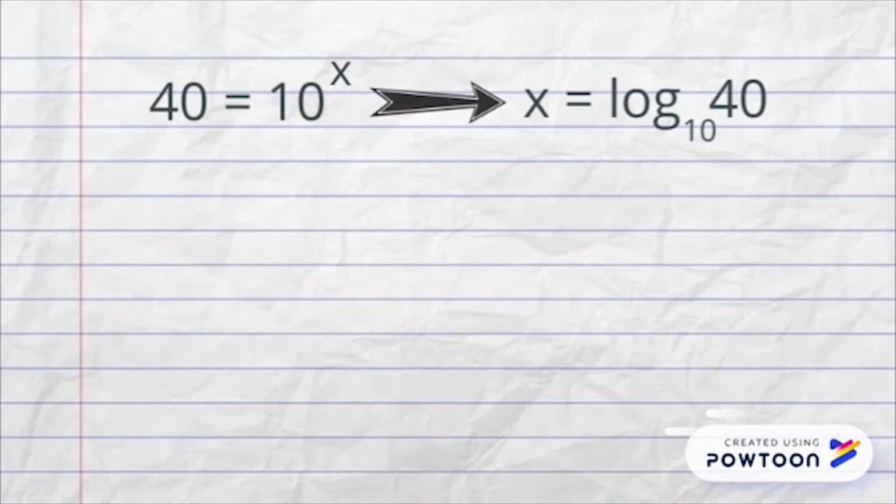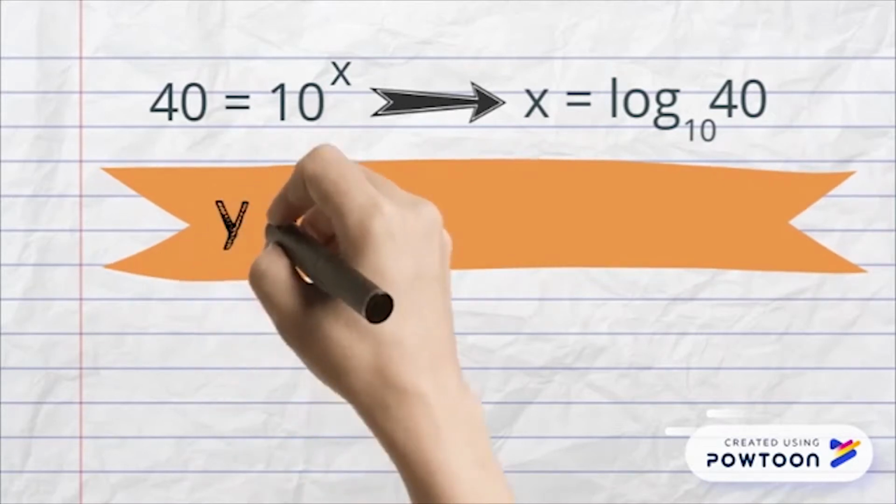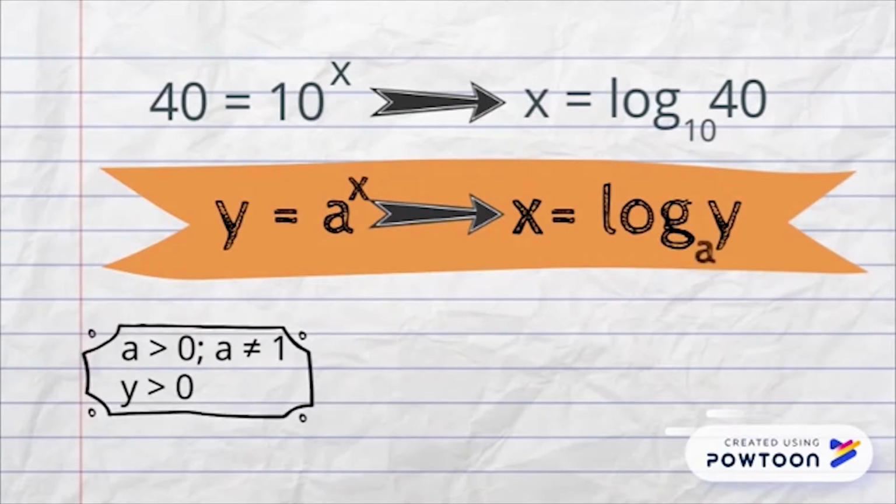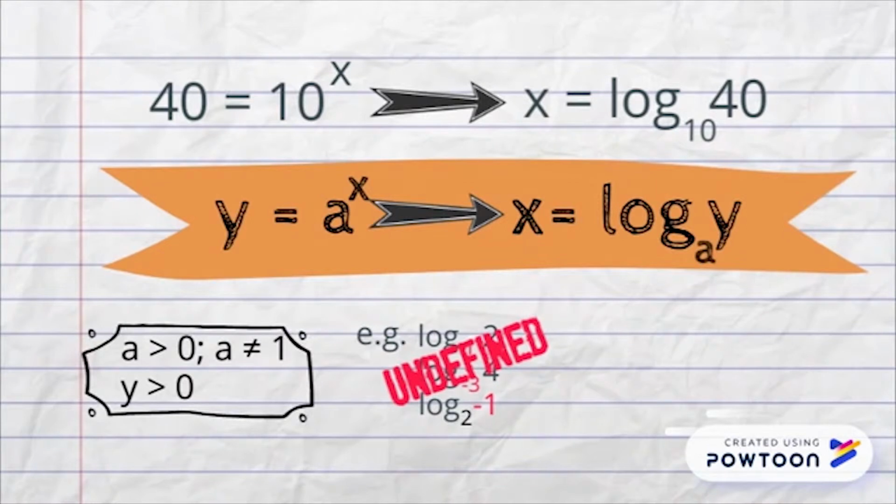By using the question that we just did, we can create a general formula, which is when y is equal to a to the power of x, then the value of x is equal to log base a of y. This general formula can be applied to many equations. However, the requirement is that the values of a and y must be above 0, and a must not equal 1. Any number that fails to meet this requirement will be undefined.